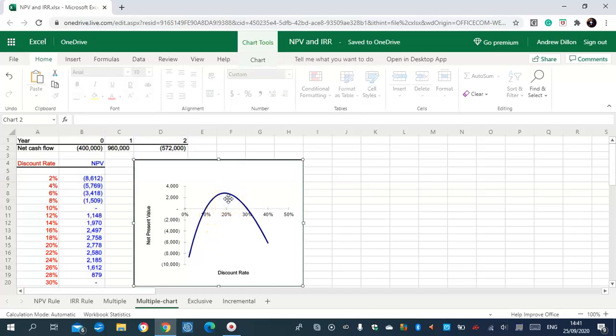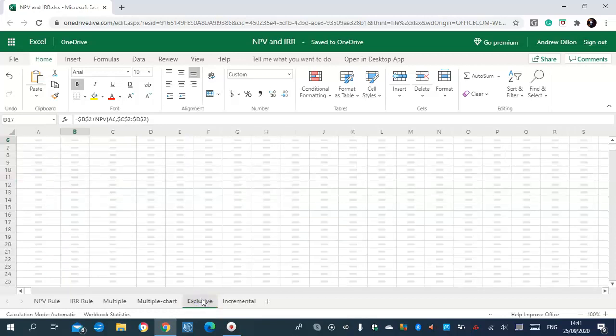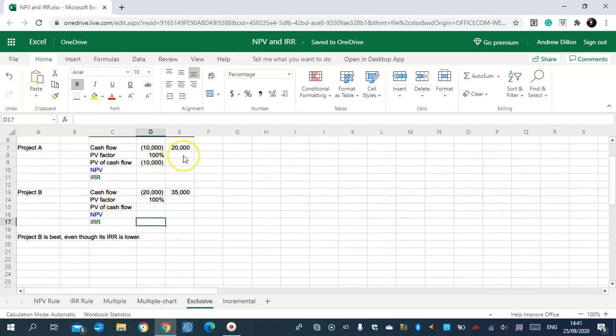So the highest is around 2000%. It's very good. So that's the multiple chart finished. Just one sum table to calculate for it. Now the next thing I need to do is go to the exclusive sheet. I have to calculate the present value factor.